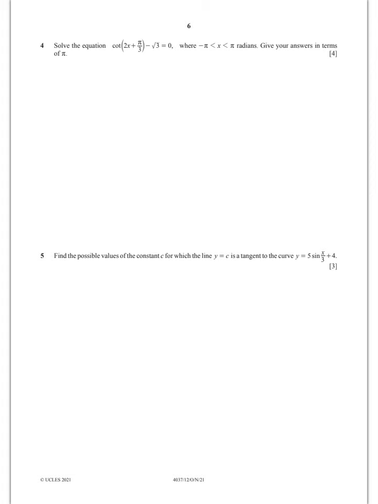Question number 4 from the topic trigonometry. It says that solve the equation cot of 2x plus pi over 3 minus root 3 equals to 0, where x is from minus pi to pi and it's in radians. Give your answer in terms of pi.